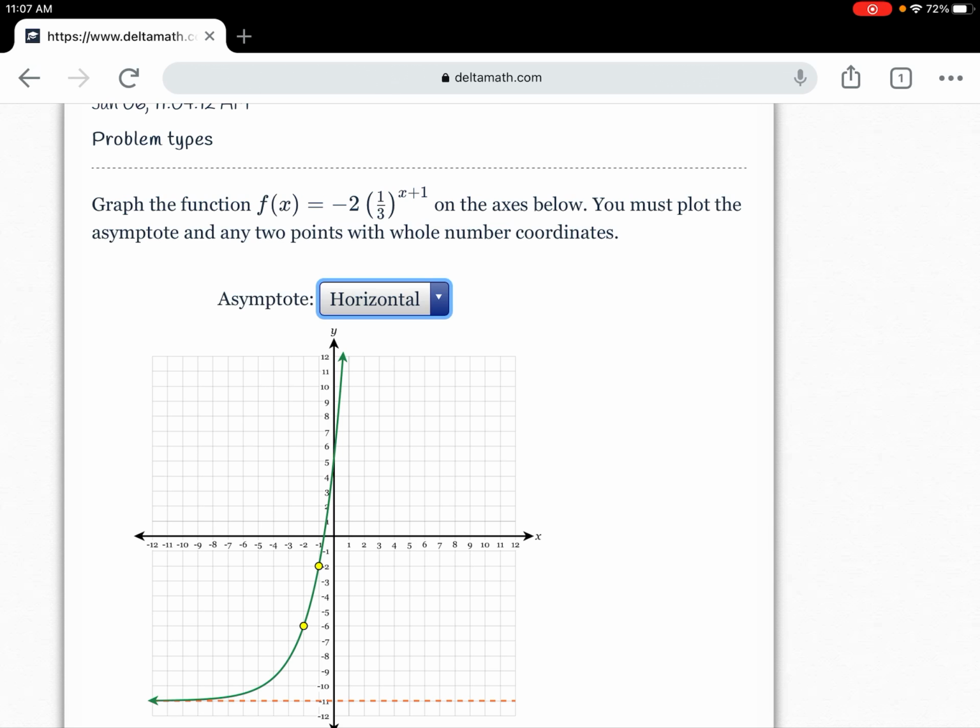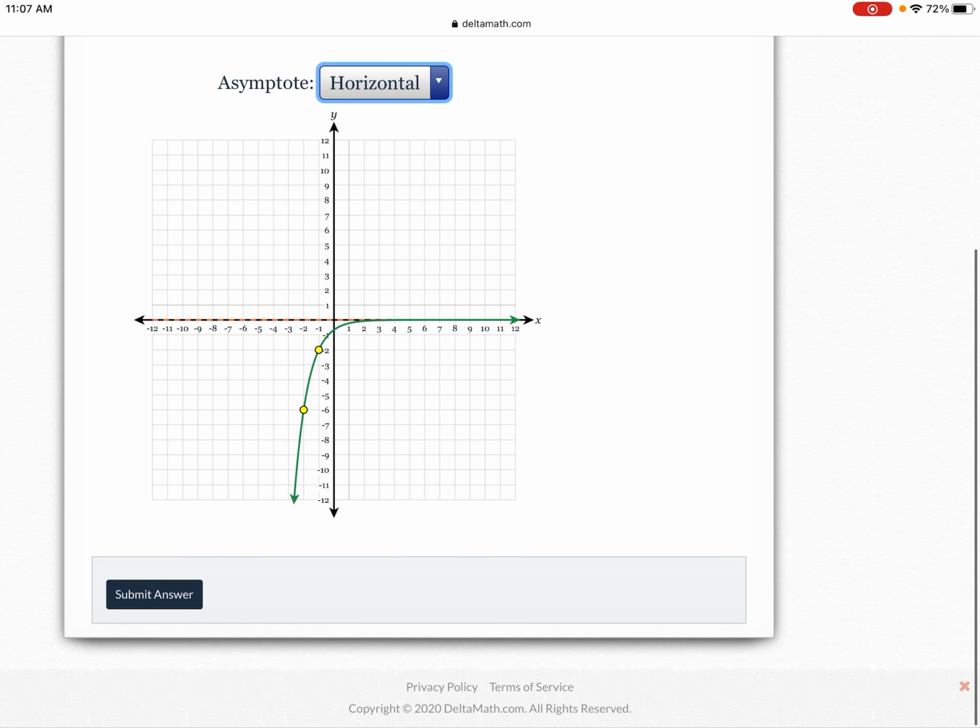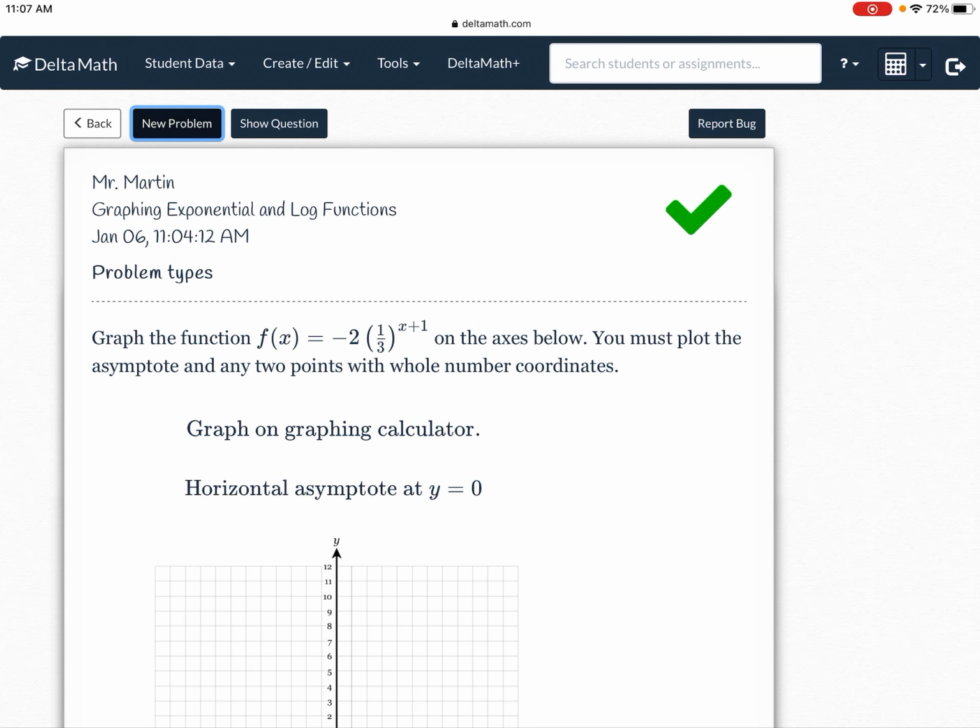Horizontal asymptote of, what was it, 0? So we're going to put 0. And again, because it's negative, we should expect it to flip over the x-axis. And again, all we have to do is submit this, and we'll see what we get. So we get that correct. So that's generally how you answer this. It's exactly what we did in the video, except we need fewer points. So hopefully this is helpful.